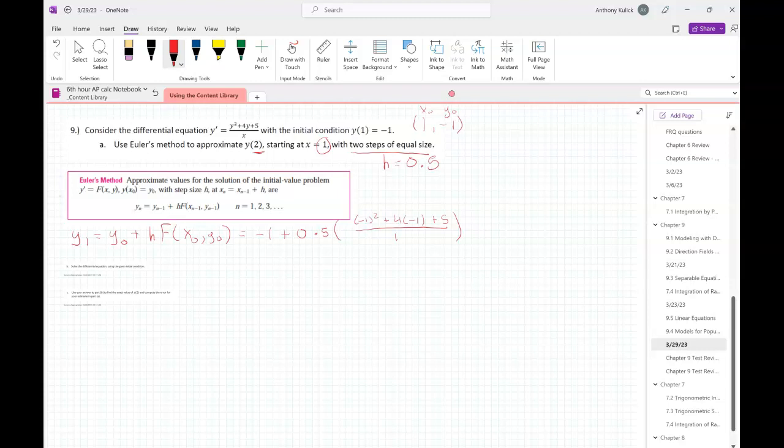Well, if I'm using the formula, if this is 1, 1 minus 1 is 0, right? So it's just like your previous point.